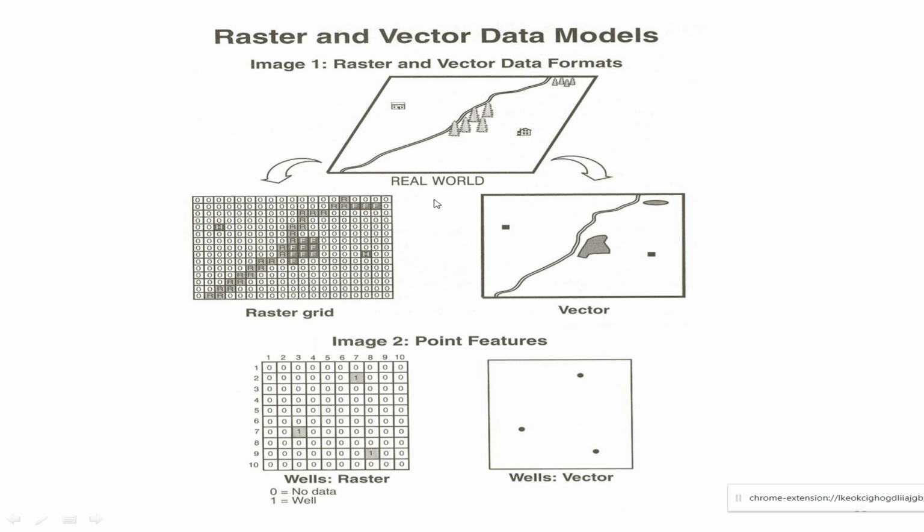And for the point features also, 0 is telling there is no value, means no data, I'm not interested in this kind of data set. But 1 is telling okay, there is some value and I'm interested in getting this value. So if you see this raster, it is a 10 by 10 grid, cell is a raster format, but three wells are there. So if you see in vector format, there are 3 points given.